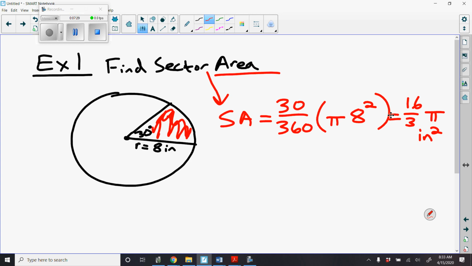And again, you could do that by hand. 30 over 360. I know the zeros would cancel. 3 over 36. I know both of those are divided by 3. So it'd be 1 over 12 times 64 pi. So that would give me 64 over 12. But I know 64 and 12 both divide by what? Well, they both divide by 4. 12 divided by 4 is 3. 64 divided by 4 is 16. And that's where I get my 16 over 3 pi.